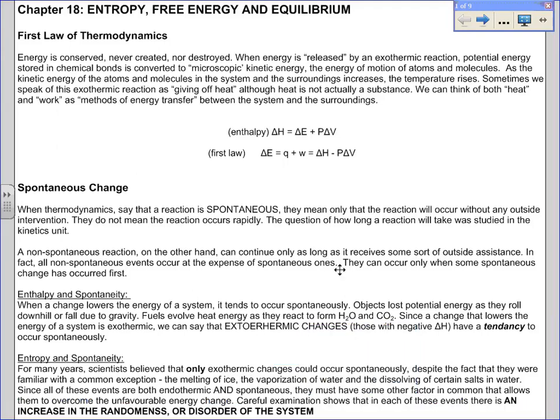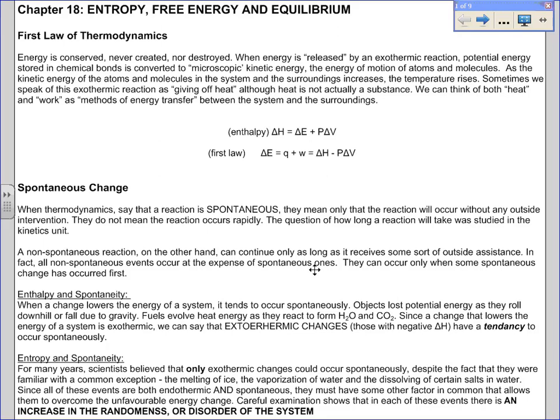This is the first of two lessons to cover the topics in Chapter 18 of Entropy, Free Energy, and Equilibrium. This is a natural progression from Chapter 6, which studied the first law of thermodynamics and various ways of determining delta H for a particular chemical reaction, or enthalpy. In this chapter, we look at the second and third laws of thermodynamics and how they're connected to determining the spontaneity of a reaction.